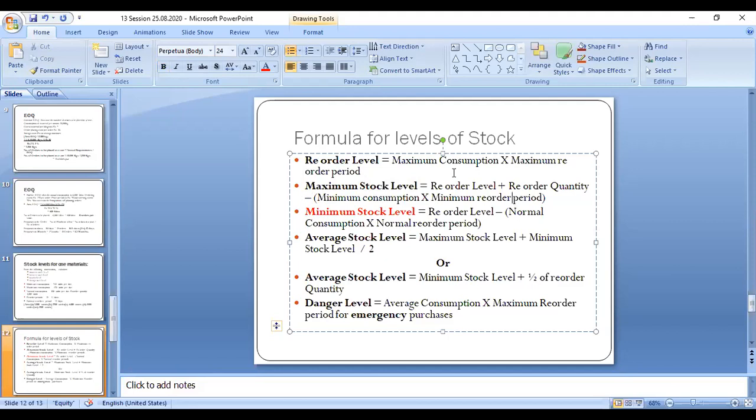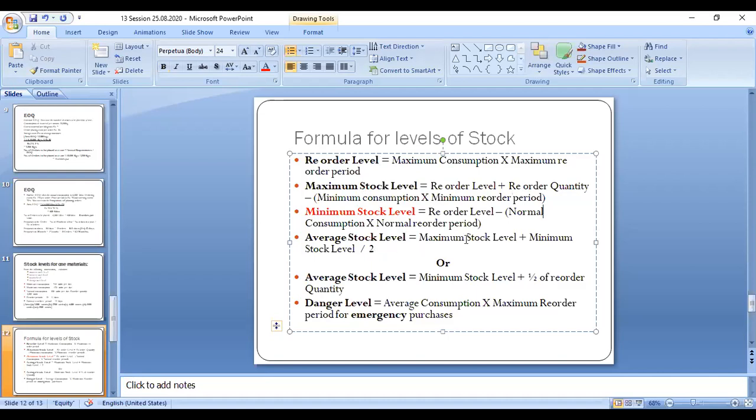If you remember the information within the bracket, you can understand this formula very easily. Reorder level starts with maximum consumption into maximum reorder period. For the maximum you take the minimum, and for the minimum you take the normal. So these are the 3 formulas. If you remember these 3 formulas, you can go on with the others.